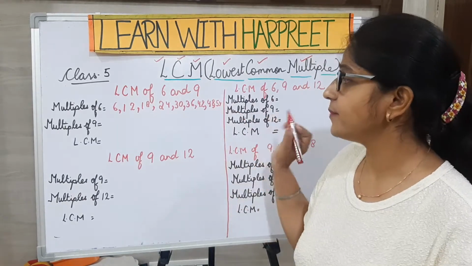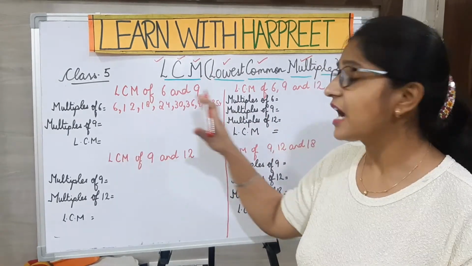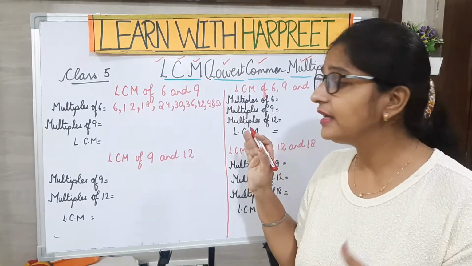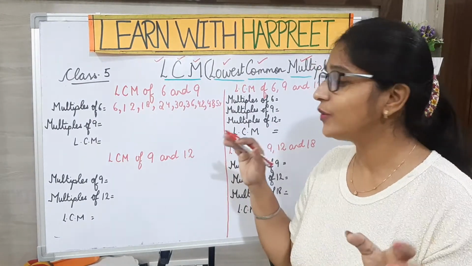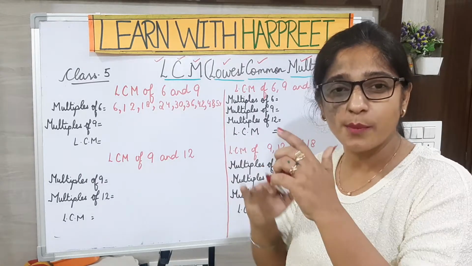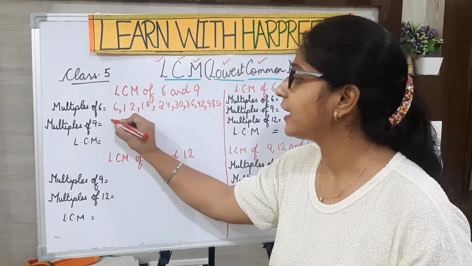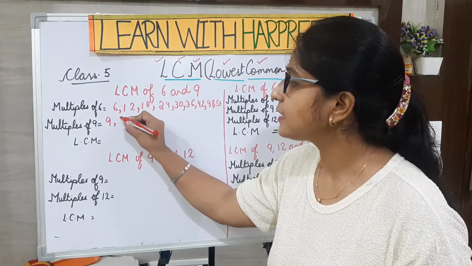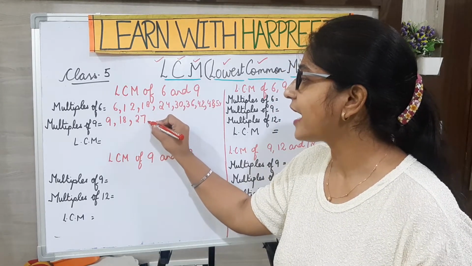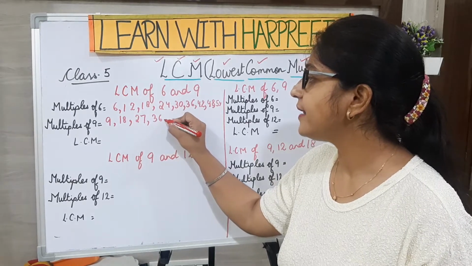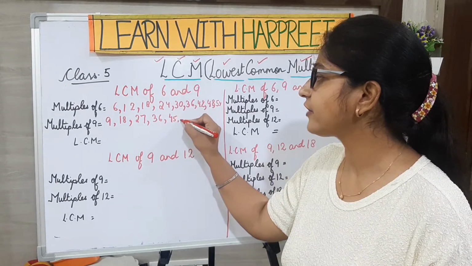Okay, like this. So now for 9, you can go up to 7, 8, 9 and for the other number too you will write the multiples, and you will find the common multiples. Multiples of 9: 9 1s are 9, 9 2s are 18, 9 3s are 27, 9 4s are 36, 9 5s are 45 and so on.